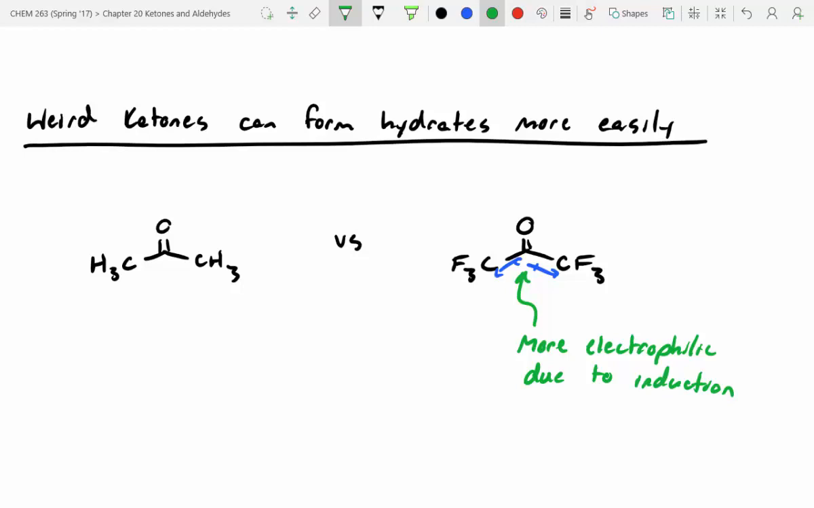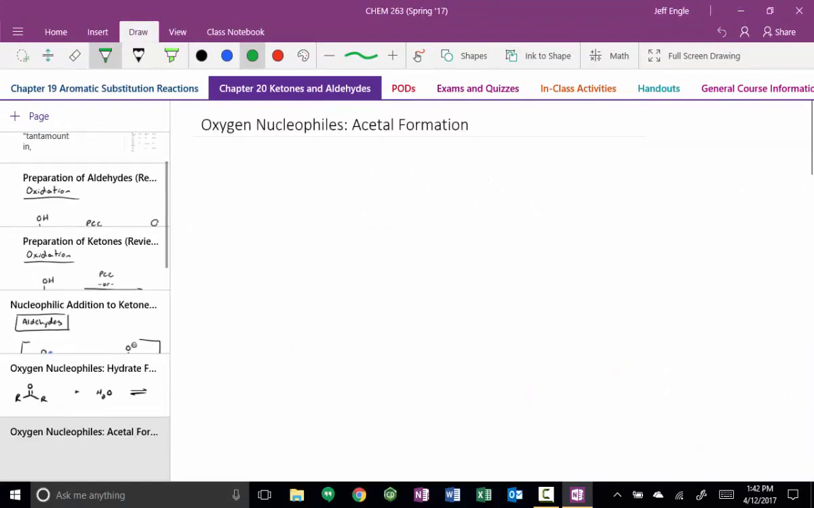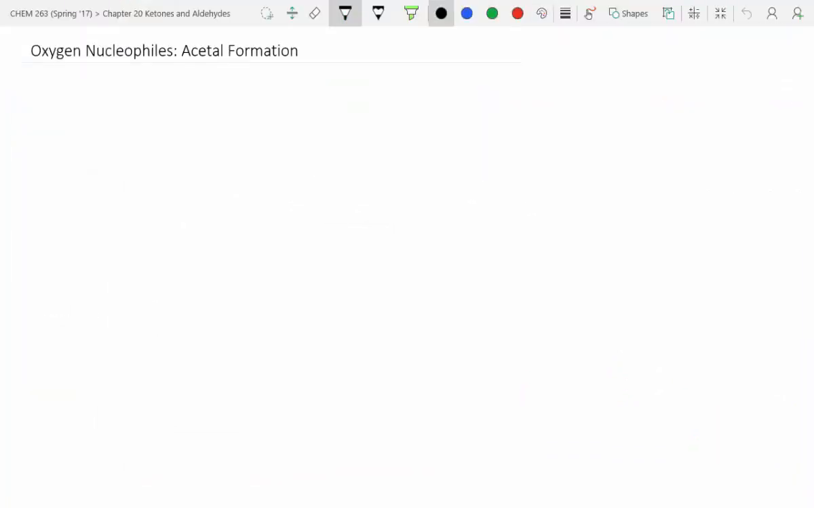All right, so now let's take a look at, instead of hydrates, something called acetals and hemiacetals. Hydrates are where you have water as your nucleophile. Acetals are where you have any alcohol as your nucleophile. So it could be methanol, ethanol, you name it. So let's take a look at the overall reaction for this.